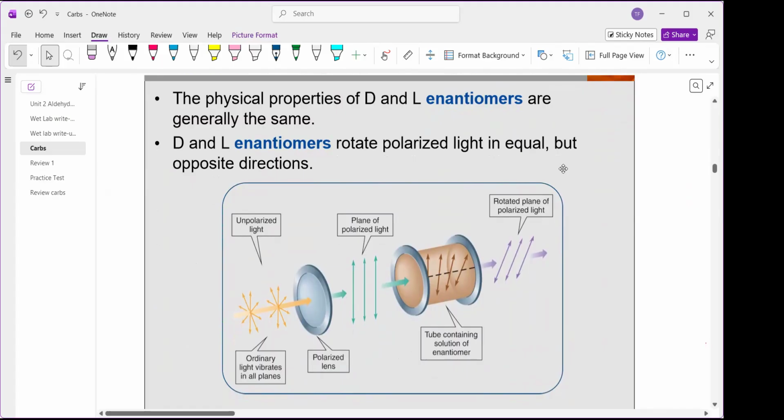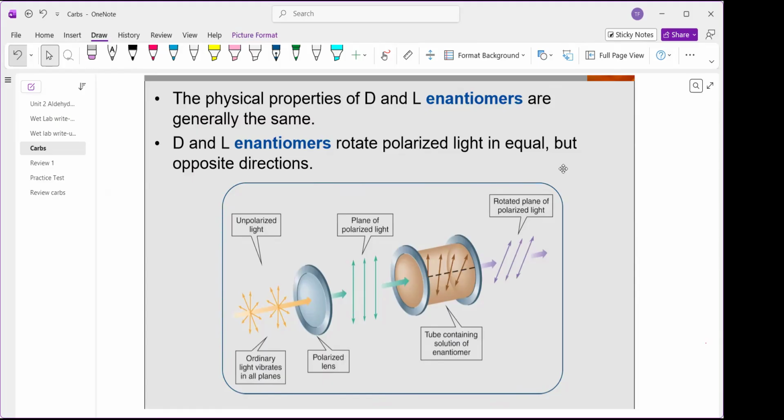Okay, physical chemistry, physical properties are identical for the D and the L. There's a problem though. The biochemistry isn't necessarily the same. The chemistry is, not the biochemistry. Let me give you an example of that.